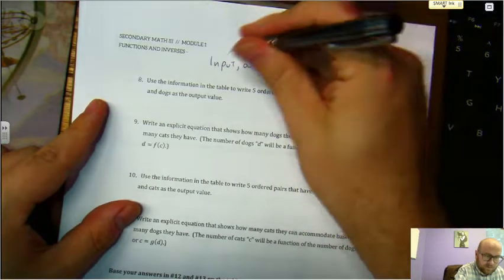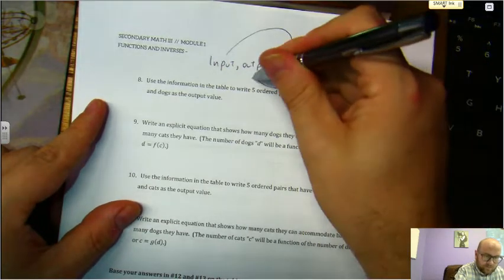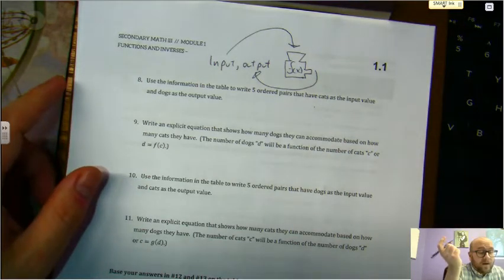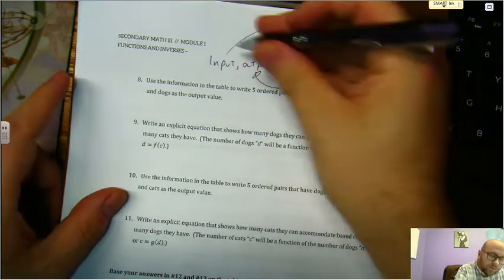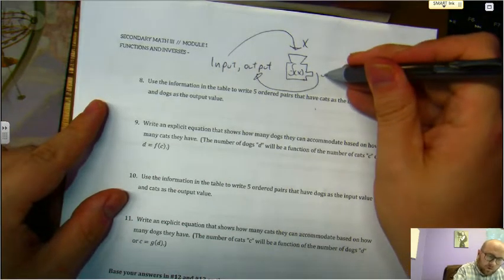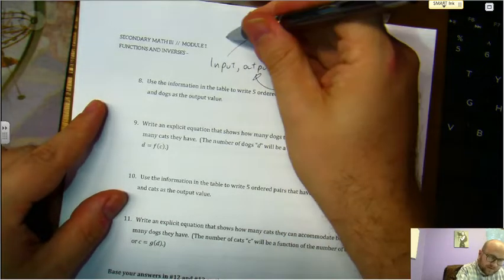We have input, and then we have output, and this is our function. It's important to note that our input will always be x, and our output will always be y. Okay? So this is an x, y pair.